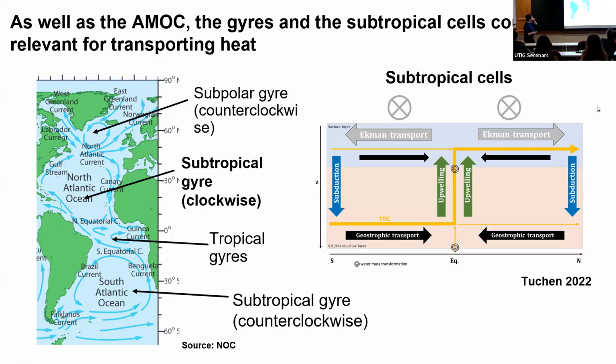That's happening in the top 700 meters. We have this horizontal circulation. And then these are the subtropical cells. These really just happen close to the equator, within about 10 degrees of the equator. We have upwelling on the equator, and then we have wind-driven Ekman transport away from the equator. And then sinking of water that comes back and feeds that upwelling near the equator. So we're going to talk a lot about that in the second half of the talk.